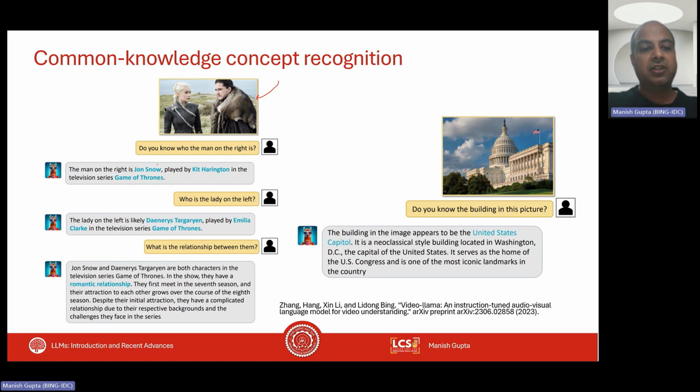The man on the right is Jon Snow, played by Kit Harington in the television series Game of Thrones. Who is the lady on the left? It can nicely describe the lady as well. What is the relationship between them? It can nicely describe the relationship and also relate it with when they met, and the 8th season and 7th season and all those interesting details. Okay. It of course also knows about landmarks. So for example, you can ask what is this building. It can nicely tell that it is the US Capitol in Washington, DC.